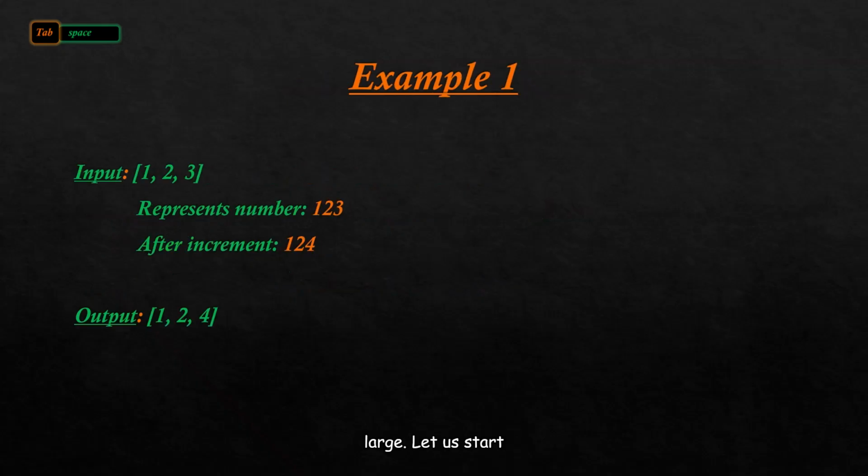Let us start with a simple example. The input array is 1, 2, 3. This represents the number 123. When we increment 123 by 1, we get 124. Since there is no carry involved, only the last digit changes, therefore the output becomes 1, 2, 4. This is the most straightforward scenario.